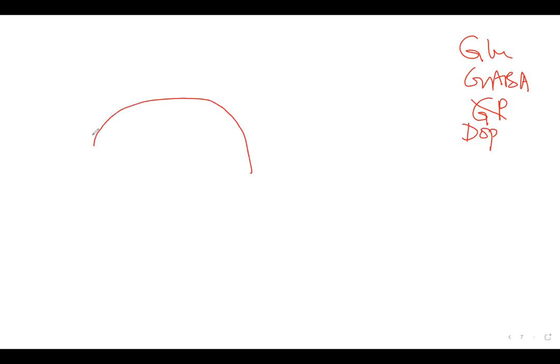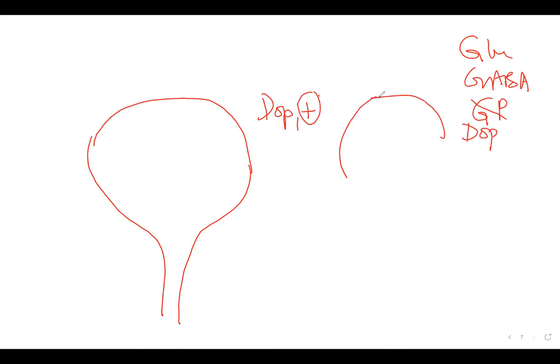Now, how many neurotransmitters have we thought of? Glu, GABA, and then... this is Glu. Now, what is the third one? Dopamine. Now, there is a dopamine 1 receptor and there is a dopamine 2 receptor. Dopamine 1 receptor is excitatory. Dopamine 2 receptor is inhibitory.